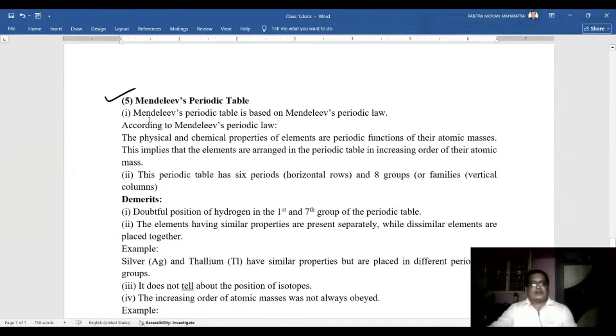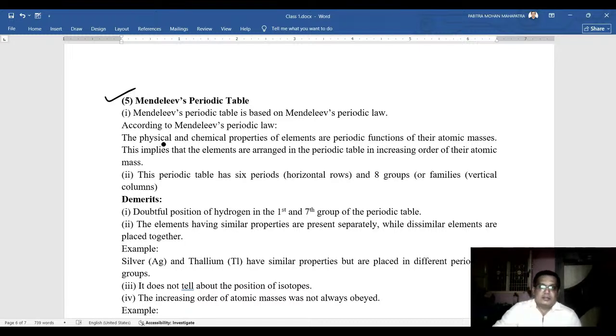Basically, this is a 3 mark question. In the exam, it will come for 3 marks. State and explain Mendeleev periodic law, and write the demerits and merits of Mendeleev periodic table.